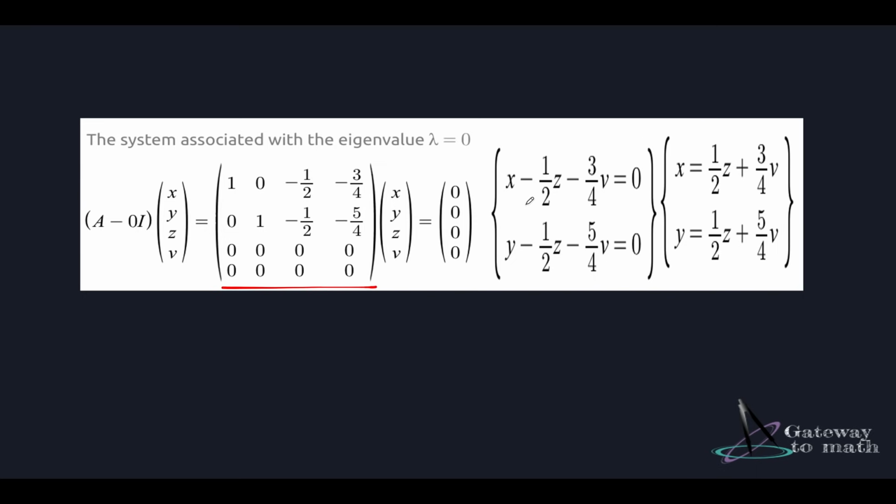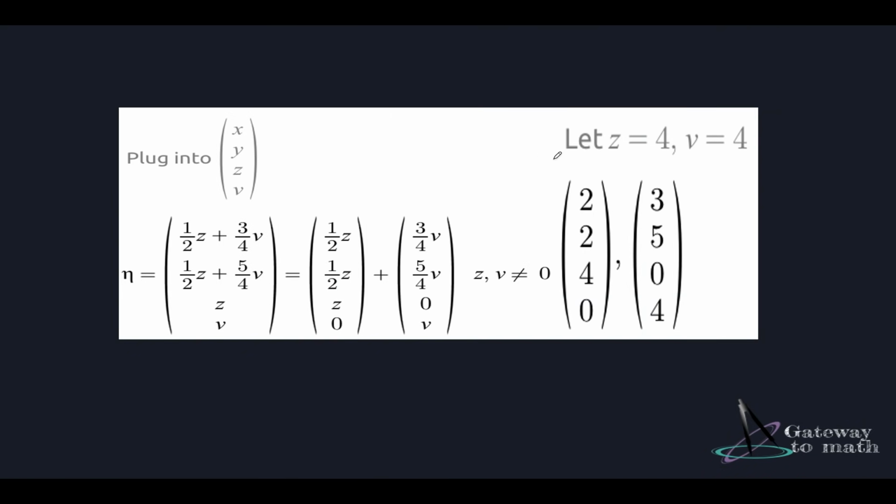So now let's bring the values of z and v on the right hand side of the equation. We have x equals half of z plus 3 by 4 times of v, y equals half of z plus 5 by 4 times of v. Let's substitute the values such that they are completely divisible. Not much rocket science again. Z equals 4, V equals 4. When we plug in those values individually, we get 2240, 3504 respectively.